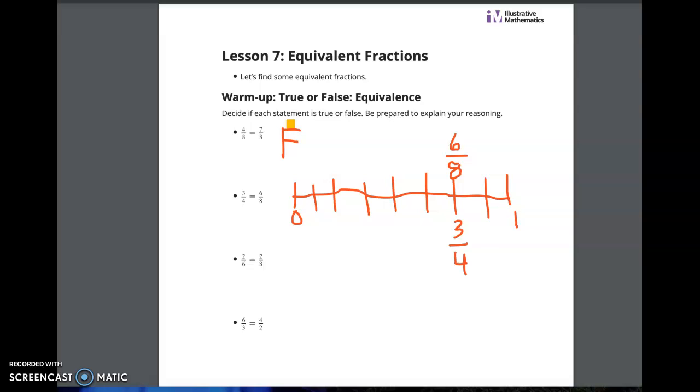So because you're giving the same amount of pieces, you're giving 2 pieces, but one of the fractions is broken into 6 pieces, and the other fraction is broken into 8 pieces, they're not going to be equivalent. You're going to get 2 pieces, but they're not going to be the same size. So that one's false. That one was true.